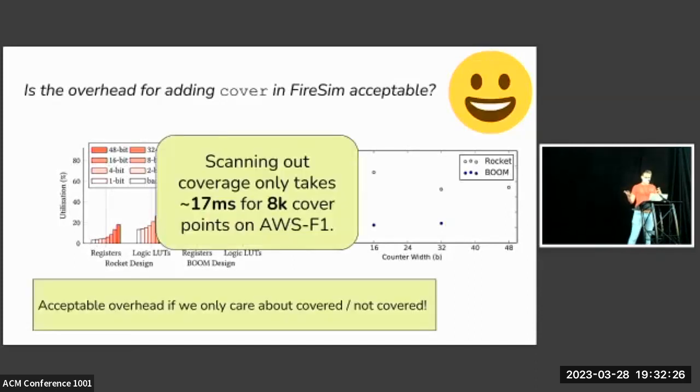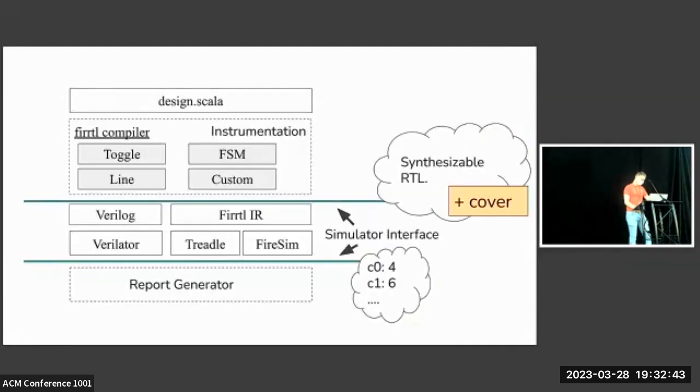One good news is that this is for line coverage instrumentation. So you get about 8,000 cover points, and scanning them out just takes a couple of milliseconds. So you could actually have different phases of your simulation, and you just scan out and reset the counters at different points in your simulation. Okay, so now we have this cool system.